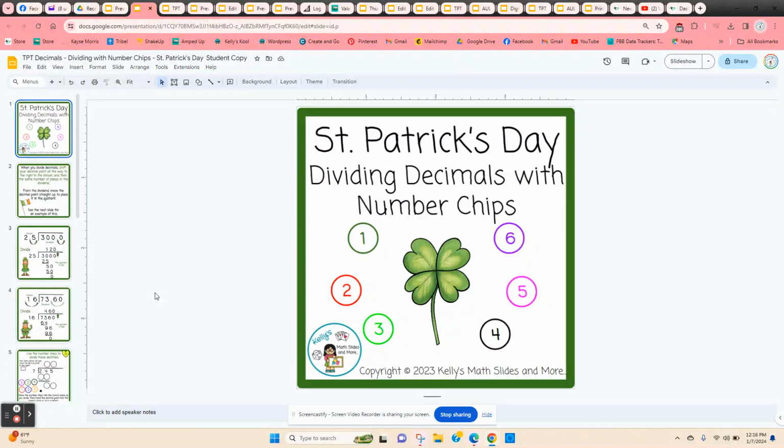Dividing decimals with number chips. This is a St. Patrick's Day version. This is a digital lesson.